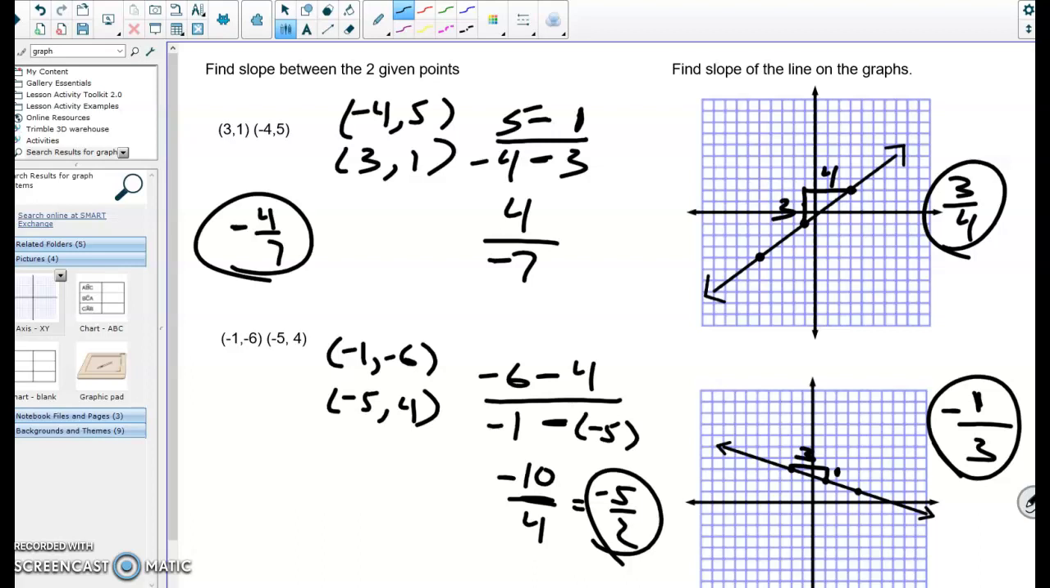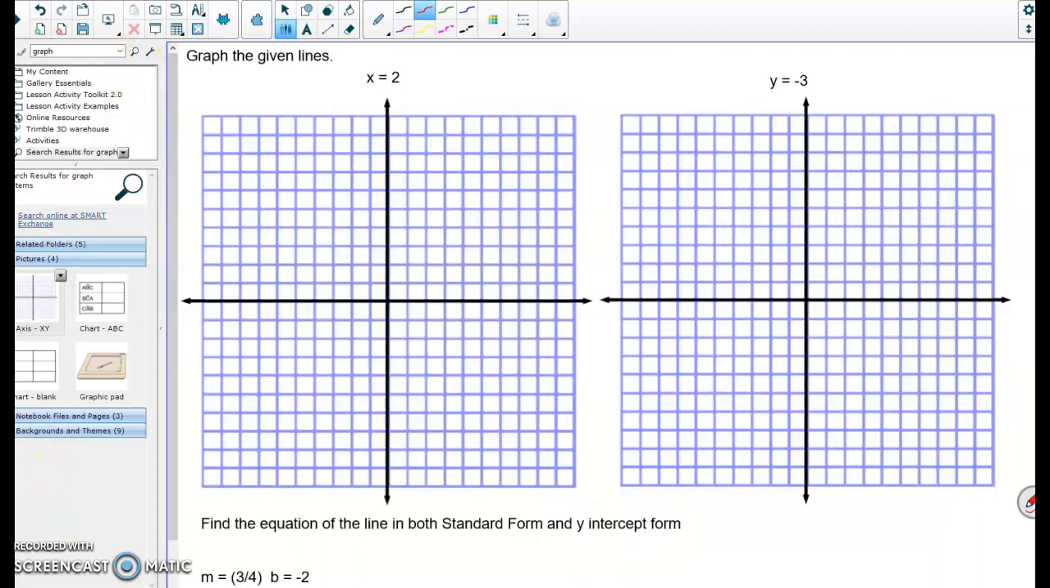Remember, our positive slopes should go through quadrants 1 and 3. Our negative slopes through quadrants 2 and 4. We graph the x equals 2 line. We're talking about a vertical line. Put my point where 2, 0 is, and I'm just drawing a vertical line. The y equals negative 3 line. I go to negative 3 on my y-axis, and the y equals lines are horizontal.